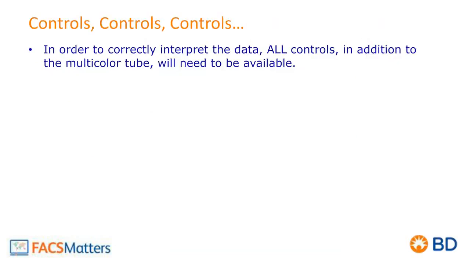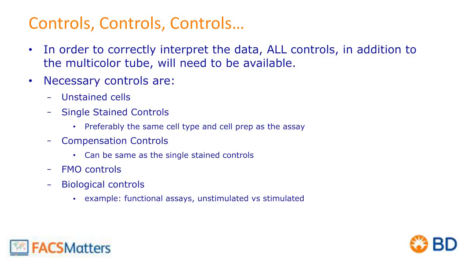So what do you need to do? Controls, controls, controls. In other words, in order to really correctly interpret data, you really need to run all the controls. And I know everybody wants to skip controls, especially when they're running experiments, because theoretically you could have a one tube multicolor and you might have 16 different controls for that one tube. And you can't afford to do that on 100 different samples. But when you're developing the assay, I can't emphasize strongly enough the need to run all the different types of controls. So what type of controls are we talking about?